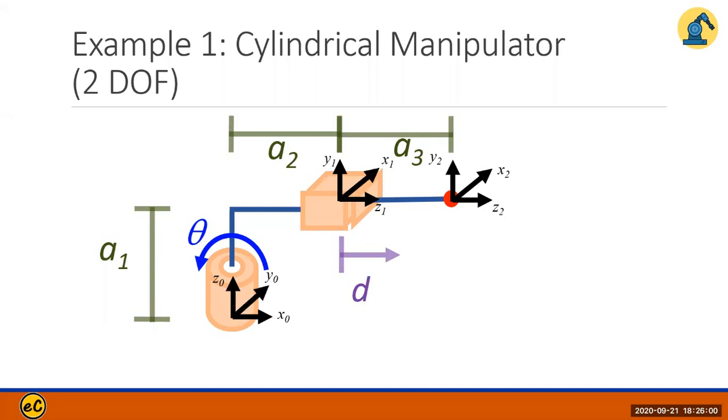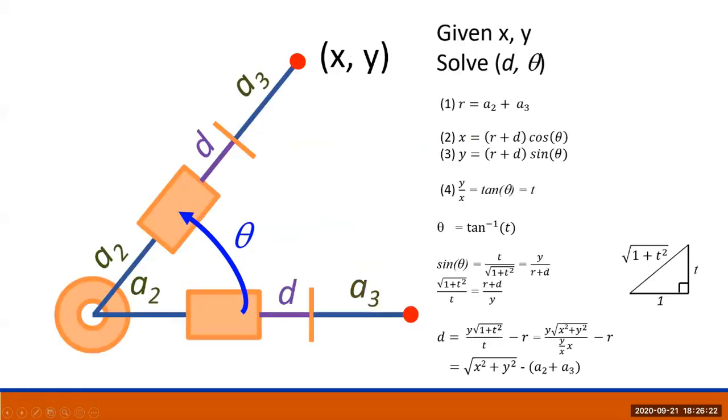Example 1, cylindrical manipulator. This one, you have a rotational joint and a prismatic joint. So we are going to give you two variables, x and y. You need to find out the value of the d and theta. This is a 2 degree of freedom manipulator.